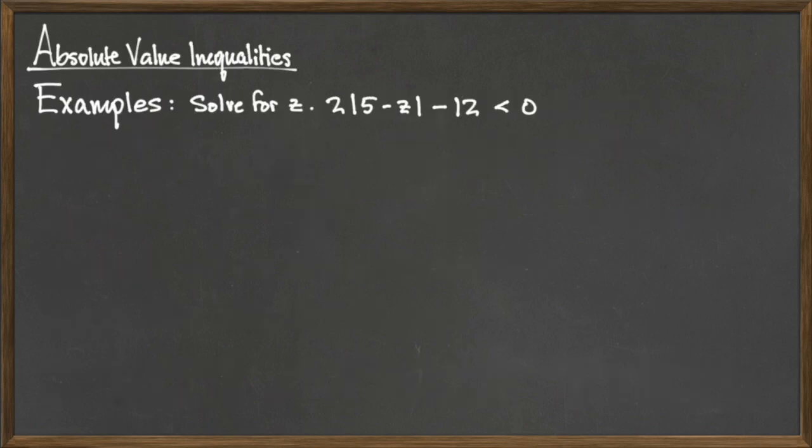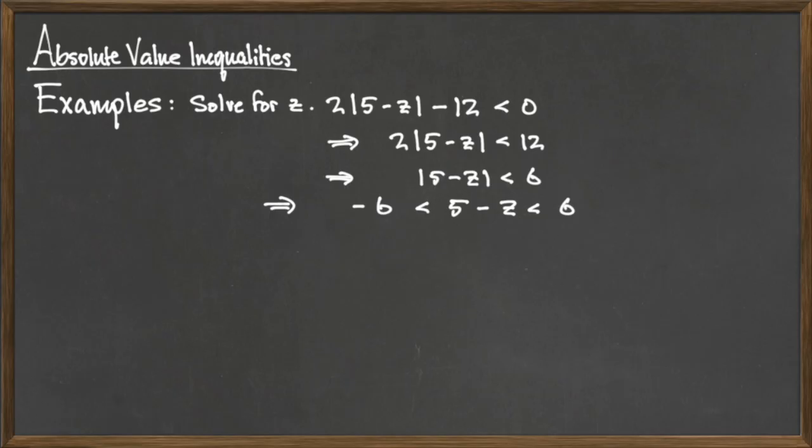For our next example, we're going to solve for z. 2 times absolute value of 5 minus z minus 12 is less than 0. Just like before, I need to isolate the absolute value term. I'll start by adding a 12 to both sides, and then I'll divide both sides by 2 to get the absolute value of 5 minus z is less than 6. This is in the form that I want, so I can go ahead and split this into a compound inequality. I'll get -6 is less than 5 minus z is less than +6.